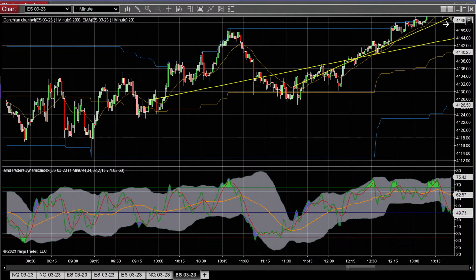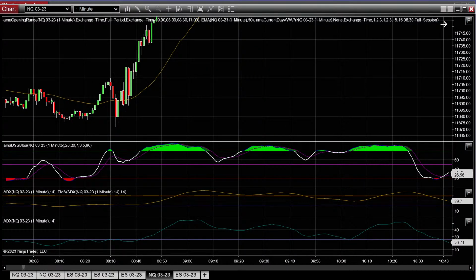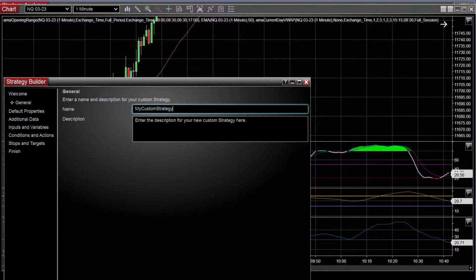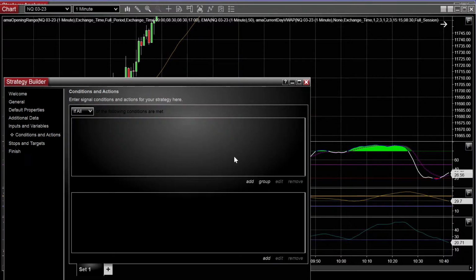Moving average fake out. All right, so this pattern right here, it's pretty appealing because of how simplistic it is. So let's go to new strategy, and let's call it MA fake out. Let's go to conditions.